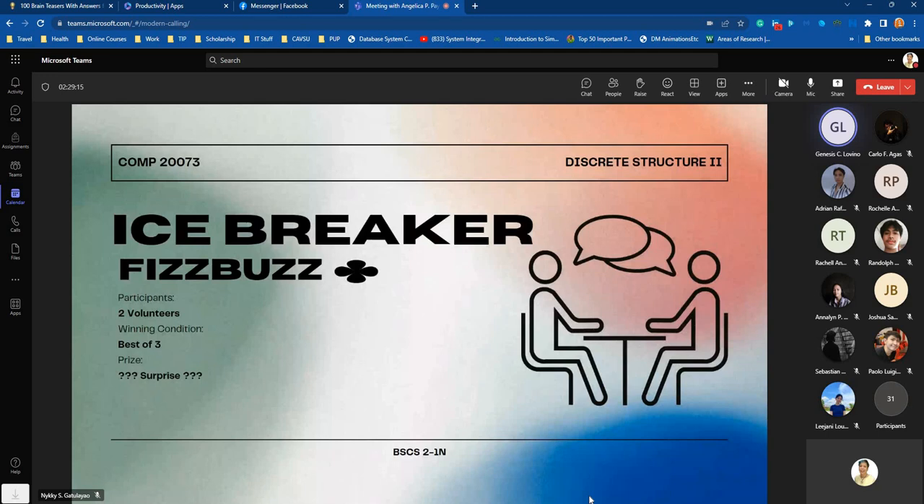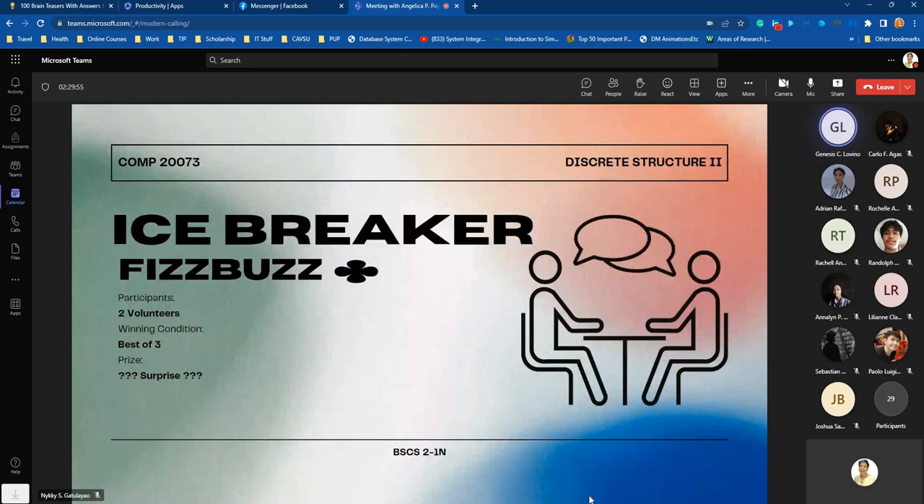We just need 2 volunteers. This game is easy. It's Fizz Buzz. This game is usually used in programming interviews, but I'll explain the rules. Basically, you're going to count from 1 to infinity, but there's a catch. When a number is a multiple of 3, you must say fizz. And when it's a multiple of 5, you need to say buzz.